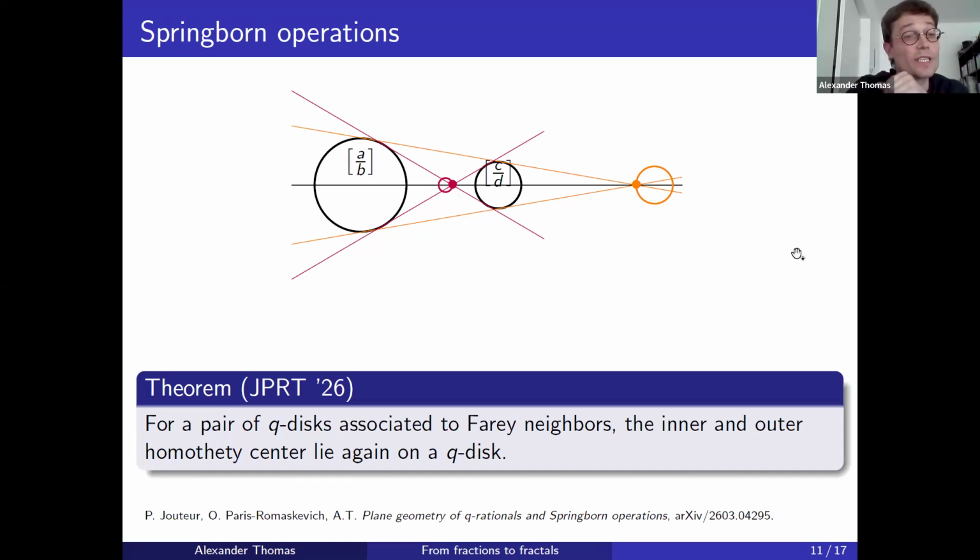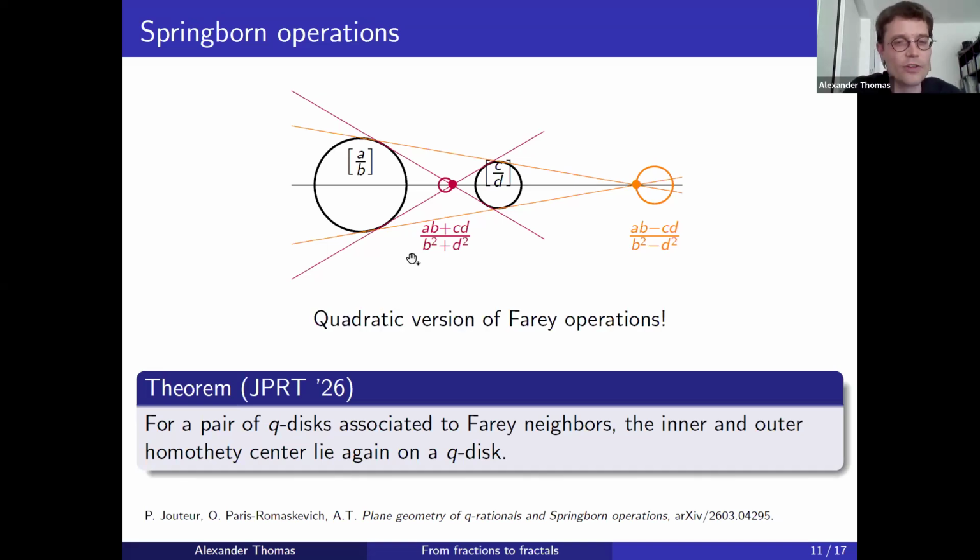And so now you might ask, well, what's the formula? What is the rational number associated to these? Maybe you might guess, probably it's again the Farey addition. Well, this is wrong. The formula is as follows. It's kind of a Farey addition, but it's different. It's actually a quadratic version of the Farey operation.